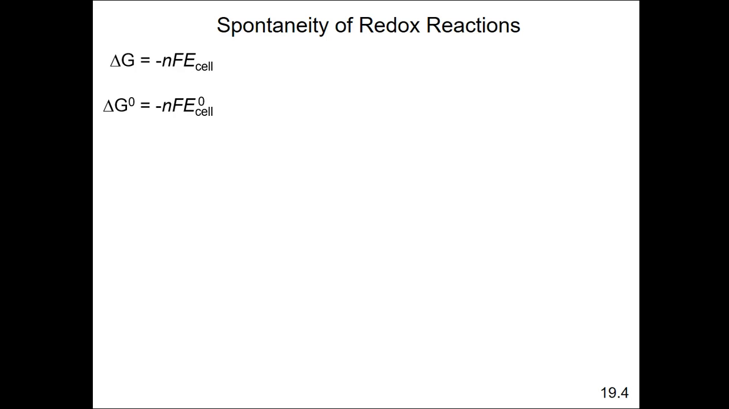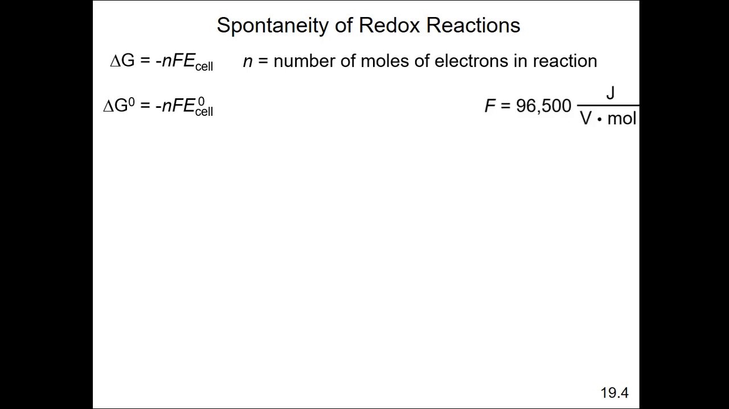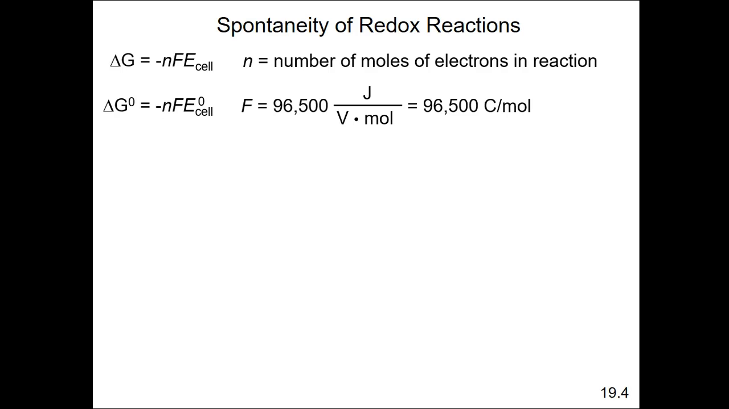This equation can be applied to, obviously, the delta G under the standard state conditions. And again, it is also equal to minus NFE of the cell, but it is E of the cell measured under the standard state conditions. And again, as you recall, N is the number of moles of electrons in the redox reaction. And F, the Faraday's constant, is 96,500 joules per volt mole, which is the same thing as 96,500 coulombs per mole.